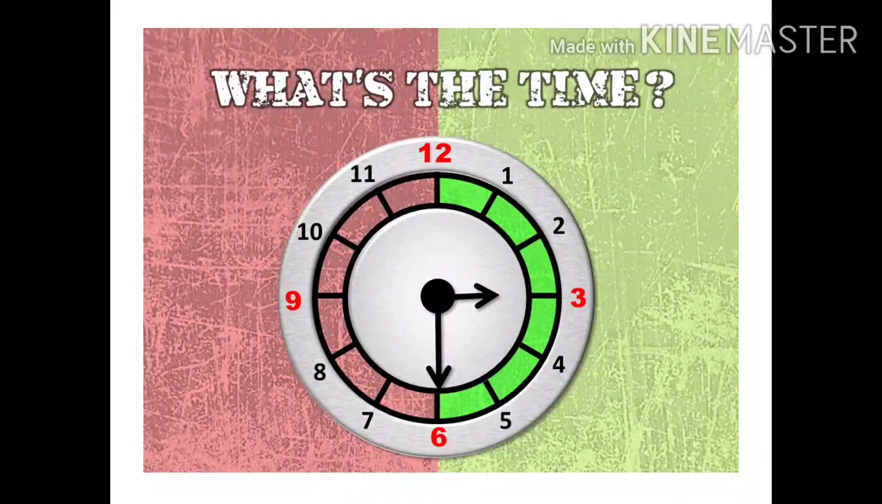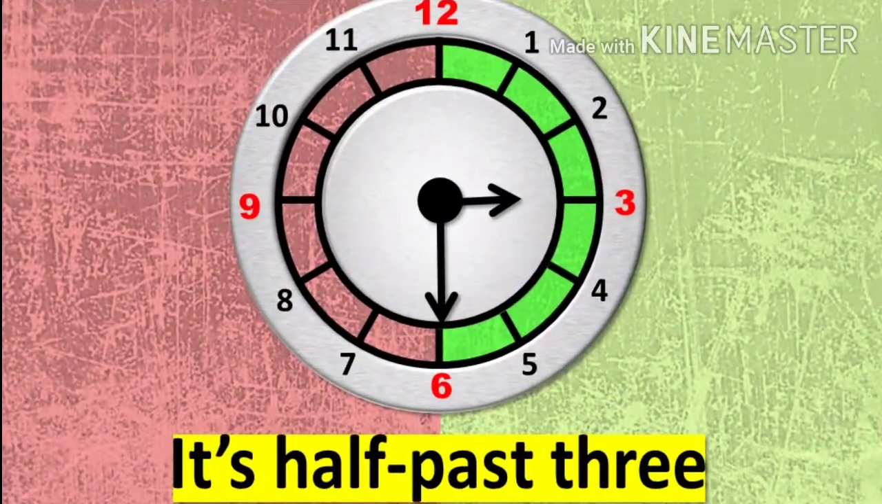What about this one? What's the time? As you can see that the long hand is in the 6. Jadi jarum panjangnya di angka 6. So it means that it's a half. Jadi ini artinya 30 menit. So we tell the minutes first, after that the hour. So it is a half past 3.